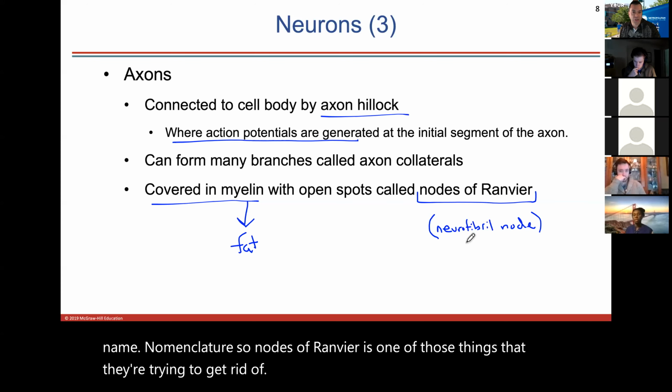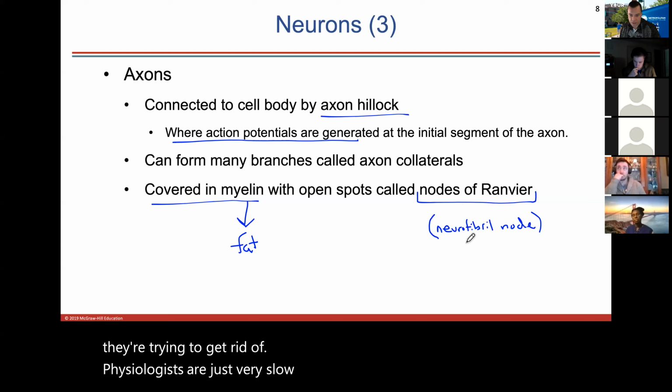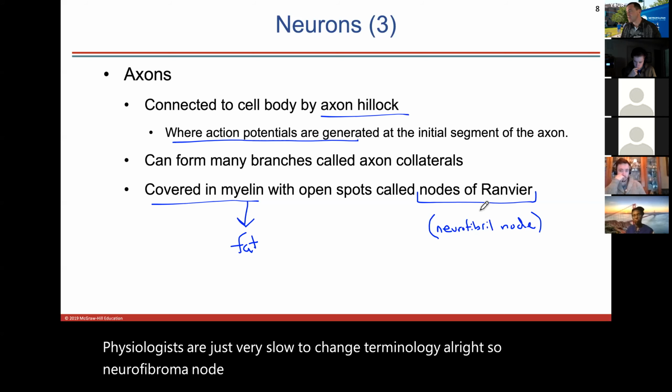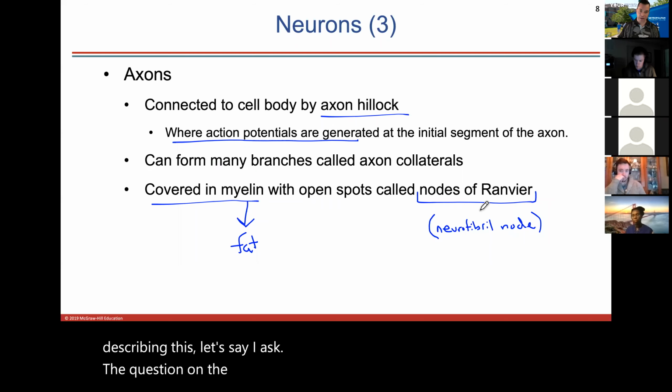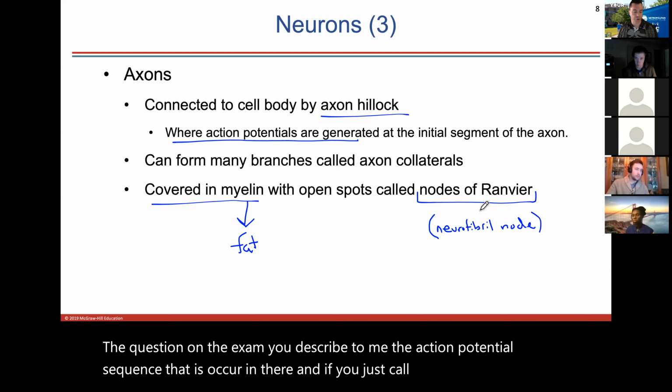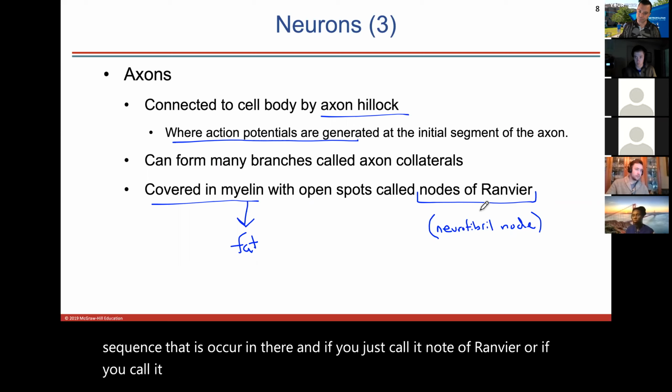Physiologists are just very slow to change terminology. All right. So neurofibril node of Ranvier, it is the same thing. Okay. So if you're describing this, let's say I ask a question on the exam, describe to me the action potential sequence that is occurring there. And if you call it node of Ranvier or if you call it neurofibril node, I do not care.